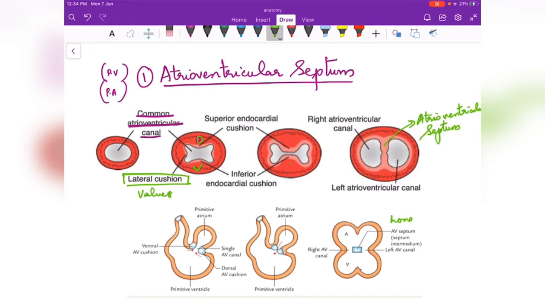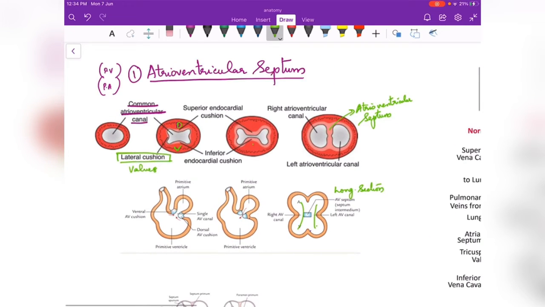Okay, in the longitudinal section we can see that the atria and the ventricle are continuous, and the right side and the left side are created. So that's the development of the atrioventricular septum.